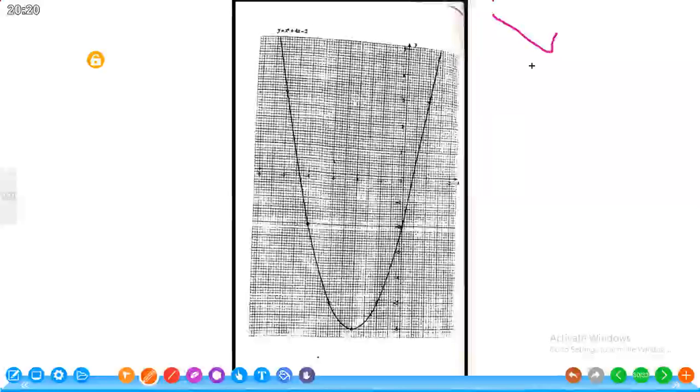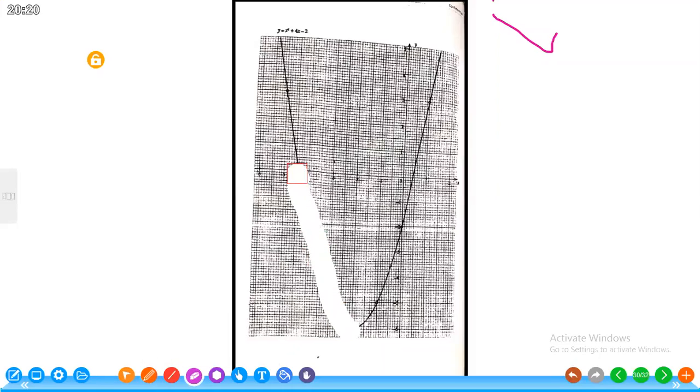Okay, students, continue. Find the interval of values of x for which y is negative and decreasing. When y is negative and decreasing, the negative part is below the x-axis. Decreasing also, here it is decreasing and here increasing. So this part only is the decreasing part, right? This part is the decreasing part.